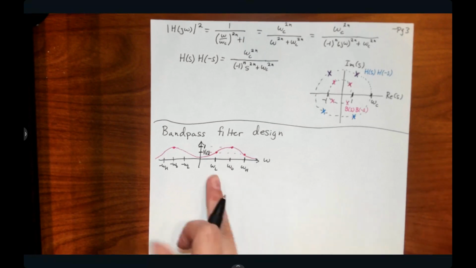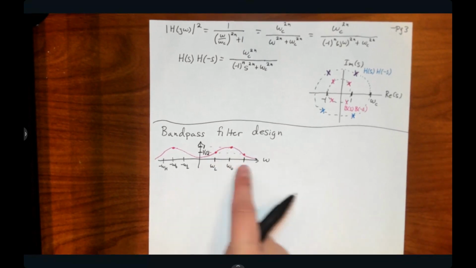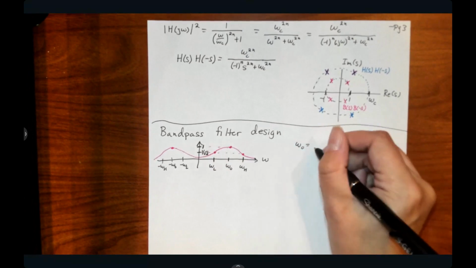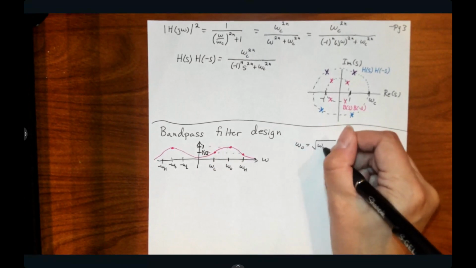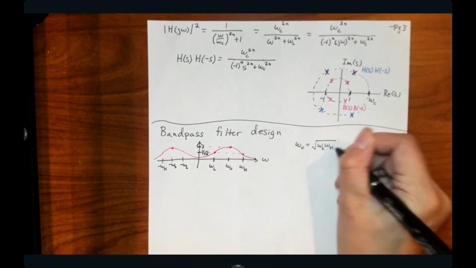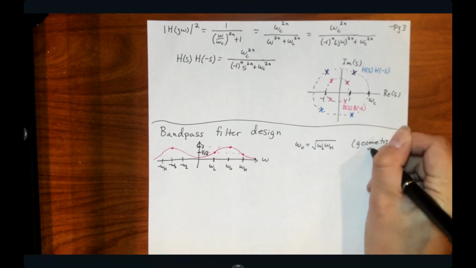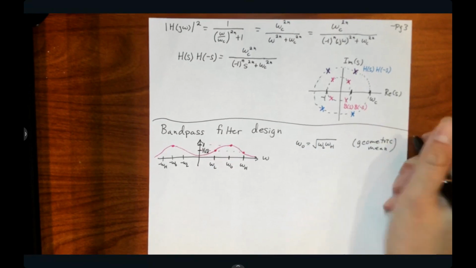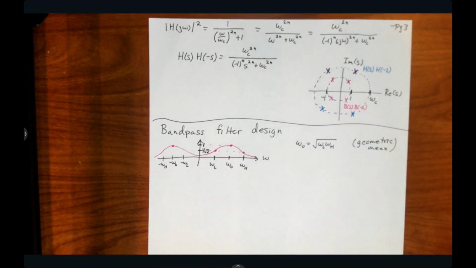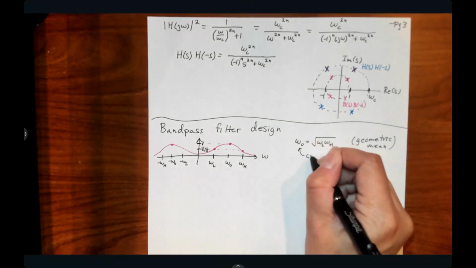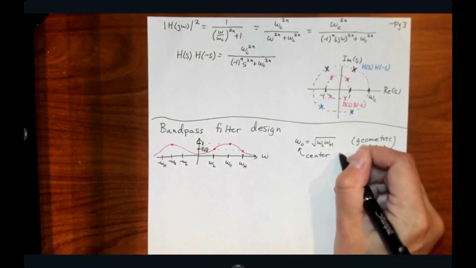And so we can relate these numbers to each other. So omega 0 is actually the square root of omega L times omega H. It's a geometric mean to get an average value between the high and low cutoff frequency. And this we typically call the center frequency.